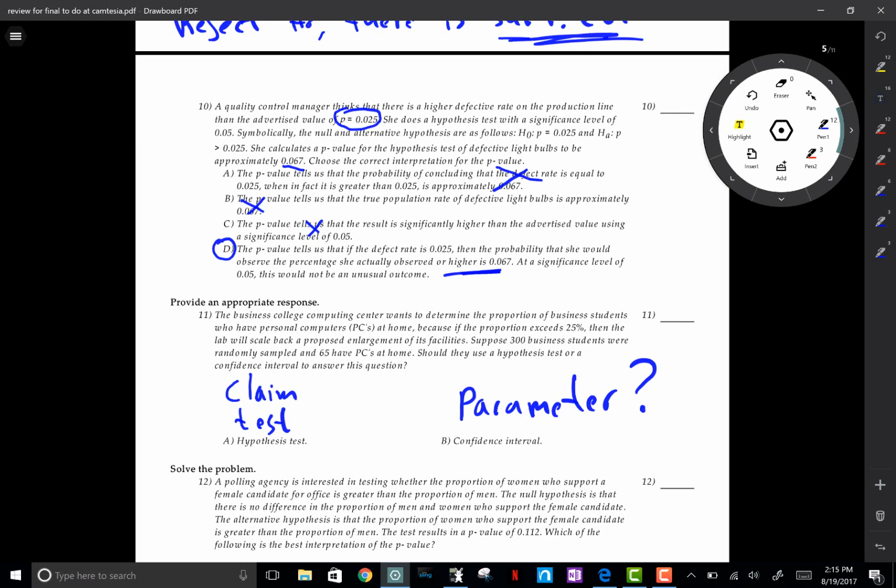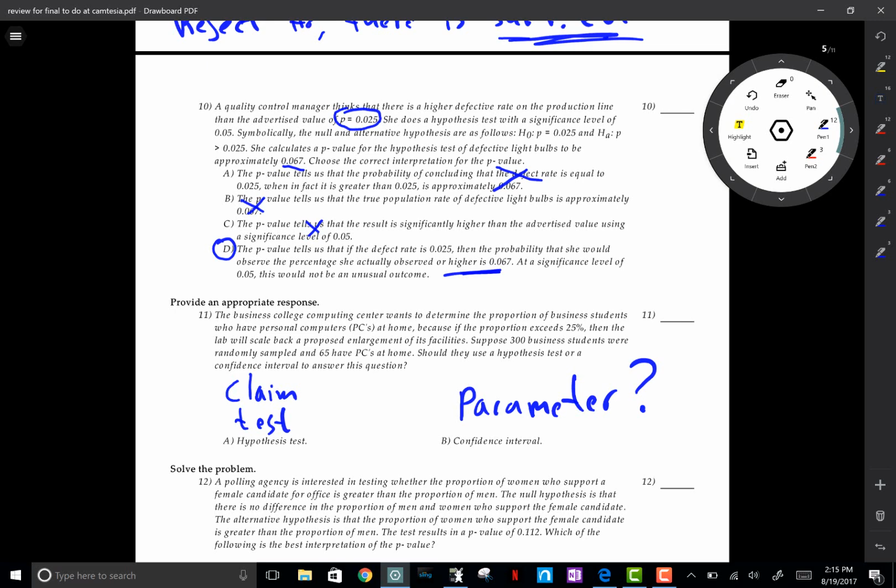So number 11 said the Business College Computing Center wants to determine the proportion of business students who have a personal computer, PC, at home. Because if this proportion exceeds 25%, then the lab will scale back a proposed enlargement of the facility. Suppose 300 business students were randomly sampled and 65 have a PC at home. Should they use a hypothesis test or a confidence interval to answer this question?